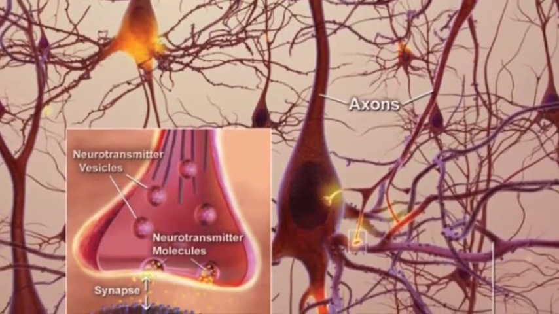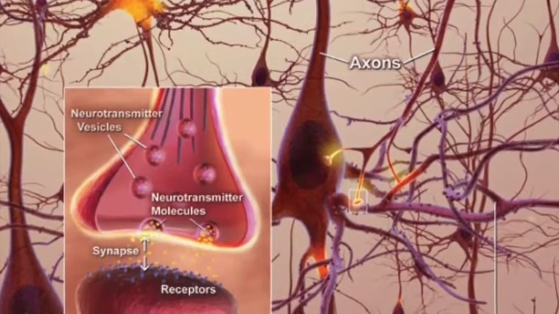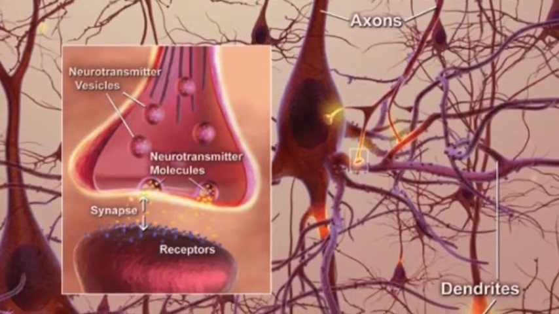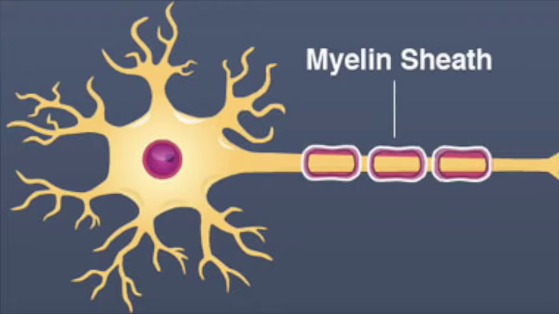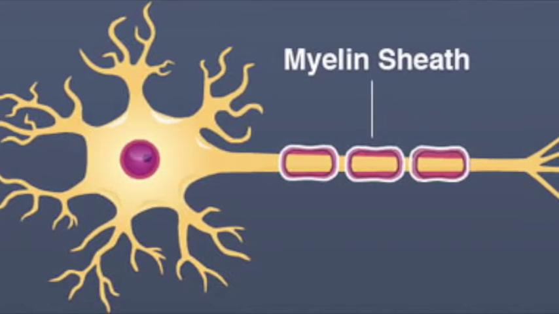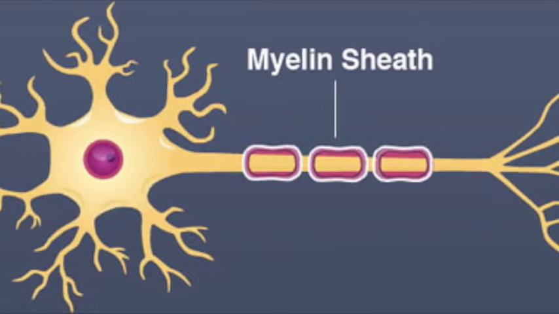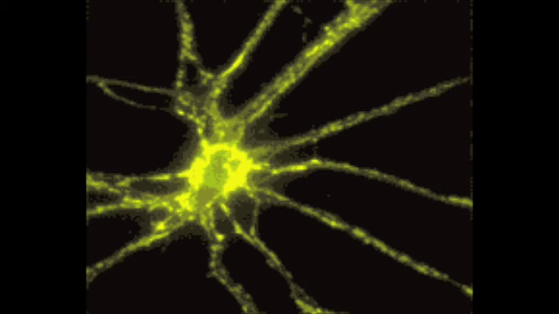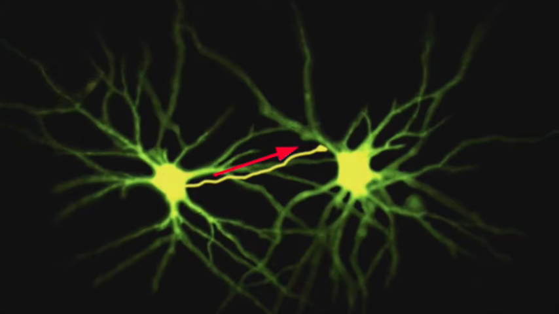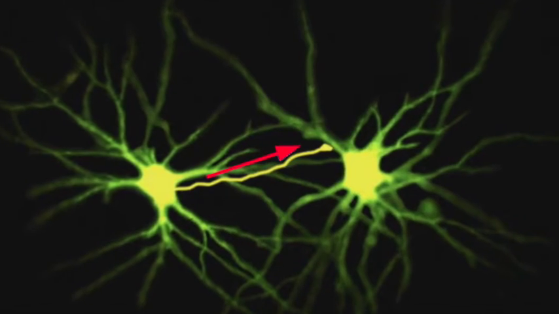In some cases, the axon is surrounded by an insulating membrane known as the myelin sheath. The myelin sheath has many gaps called nodes, where the axon membrane is exposed. As an impulse moves along the axon, it jumps from one node to the next. How does a nerve impulse begin? An impulse begins when a neuron is stimulated by another neuron or by the environment.